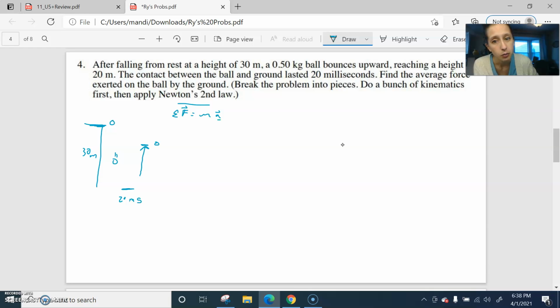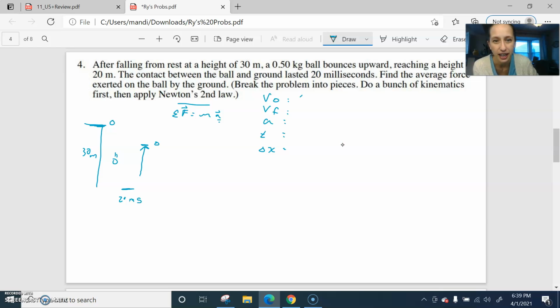Kinematics makes me think we need to calculate this acceleration. I want to use momentum and impulse to calculate that force, though. Use kinematics first. So kinematics says if we have initial velocity and final velocity and acceleration, time, and a change in displacement, as long as we have 3 of these things, we can calculate a fourth. That will always be true. So do a bunch of kinematics first.